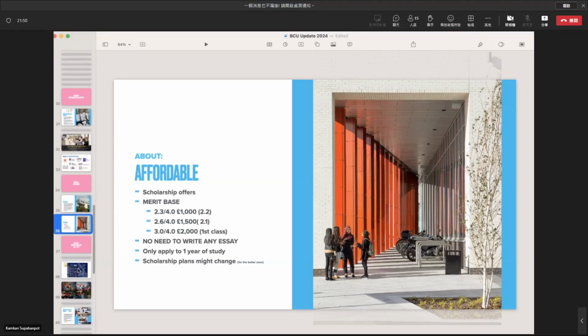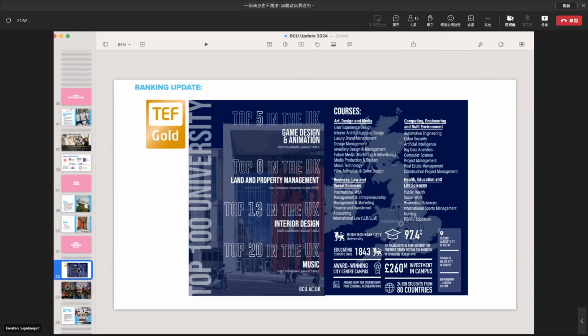In terms of rankings and updates, I just wanted to show you, as you know, we're here to talk about art and design. BCU, Birmingham City University, is known for art and design. And in 2023-24, on the Guardian's league table and the Complete University Guide, we are listed for a lot of these courses in art and design. So I just wanted to give you very quick updates on that, right?